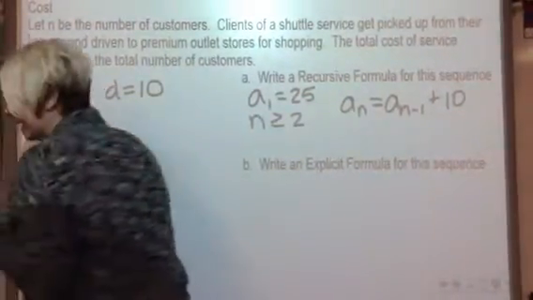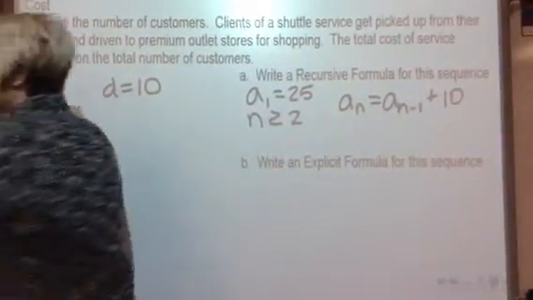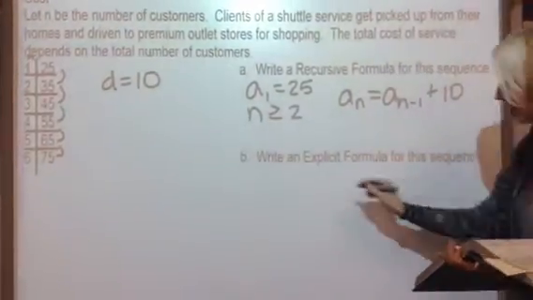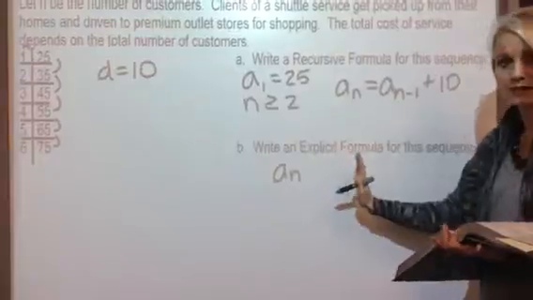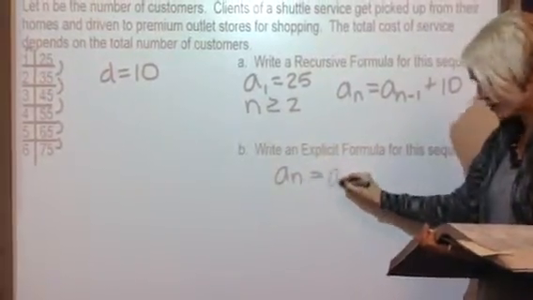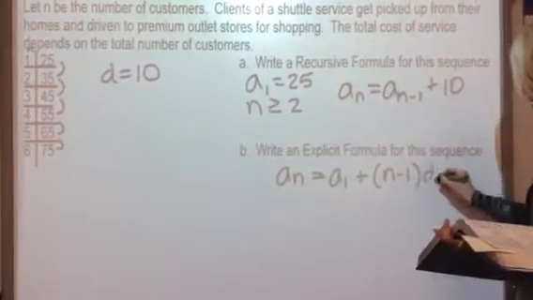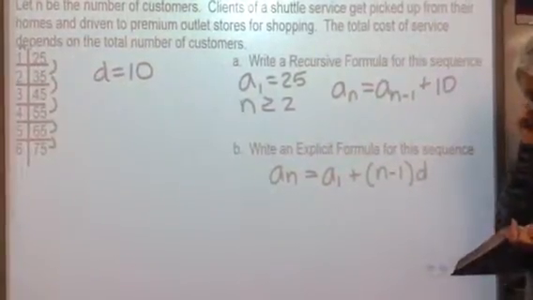Now we're going to look in our notes for the explicit formula. And that was back a couple slides ago. Remember that explicit formula for an arithmetic sequence. This is an arithmetic sequence. a sub n is equal to a sub 1 plus n minus 1 times d. So we're going to have to plug some values in here.